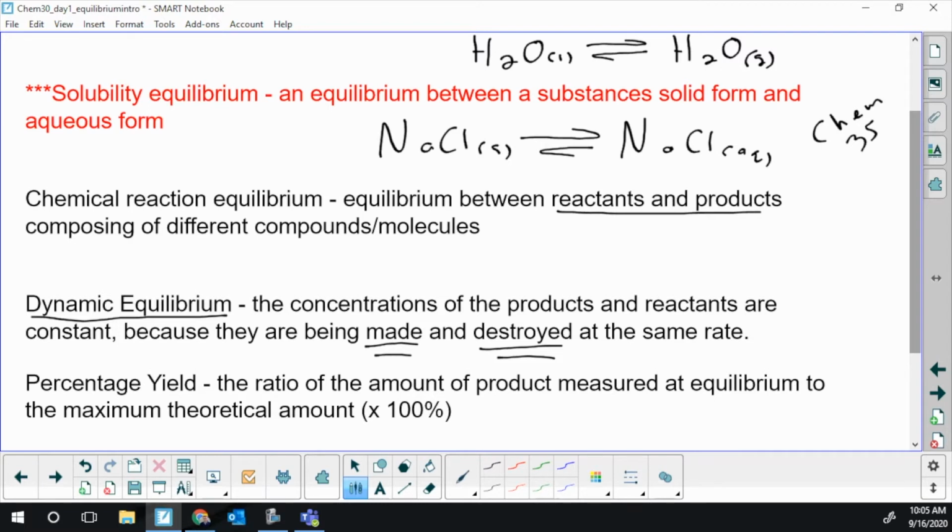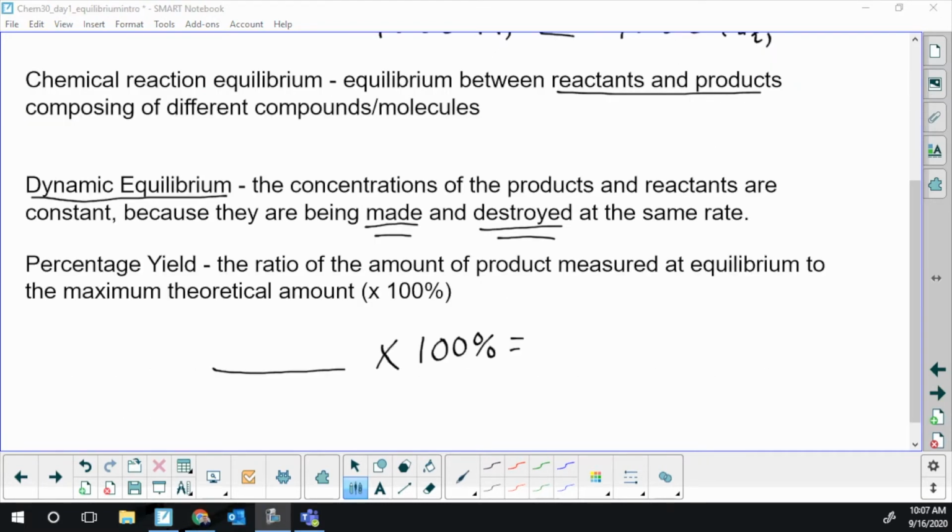And we're going to be doing some percentage yield calculations. So I'm going to turn those words in percentage yield into an equation that we're going to be using. It's the ratio of the amount of product measured at equilibrium. So I'm going to refer to this as the actual amount of product.